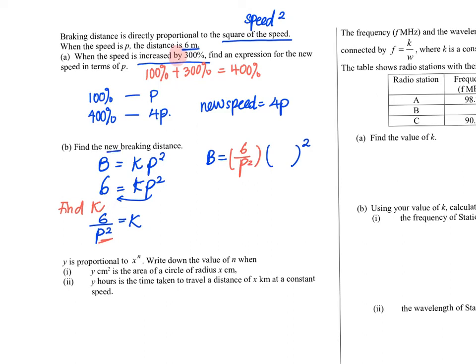What is the new braking distance? What's the new speed? We found the answer to be 4p. Remember, the power applies to the number and the algebra. So we'll have 6 over p squared times 4 times 4, 16p squared. Notice p squared and p squared cancel away. So 6 times 16 should give you 64. Oh no, sorry, it's 96. So the new braking distance is 96 meters. Have you gotten the concept?